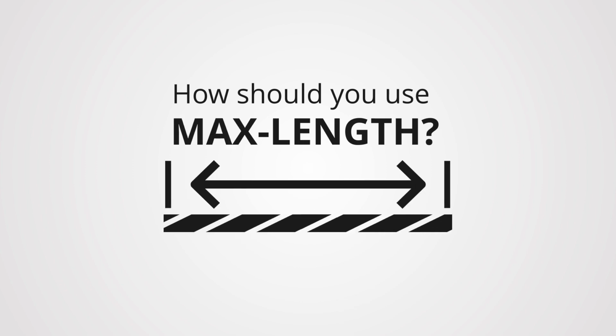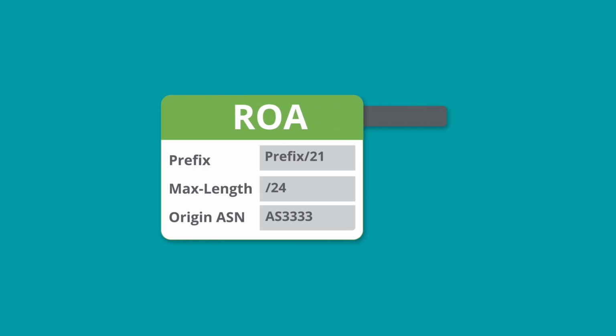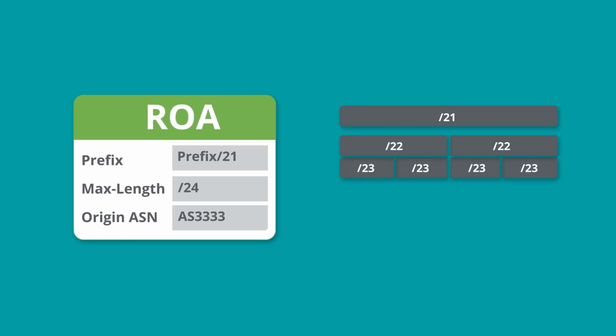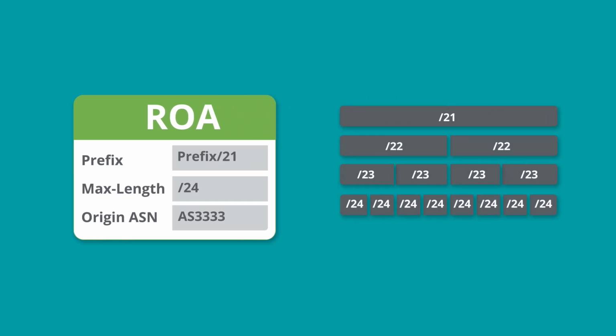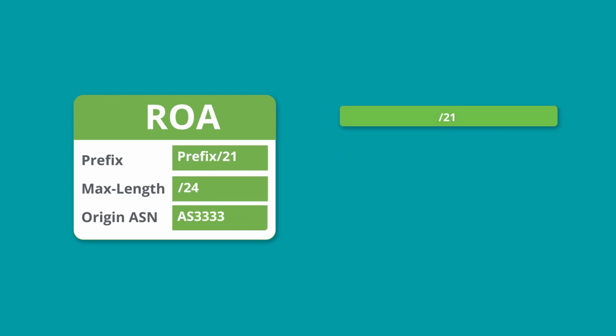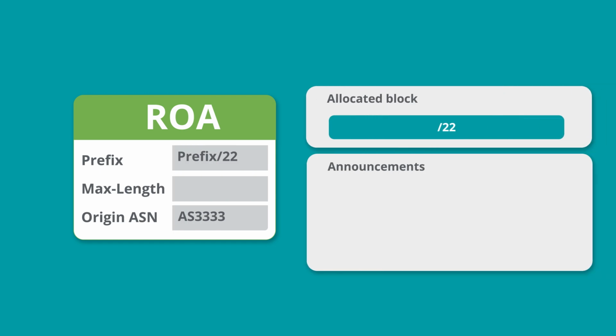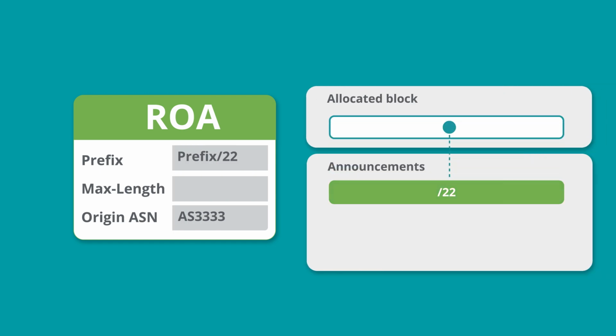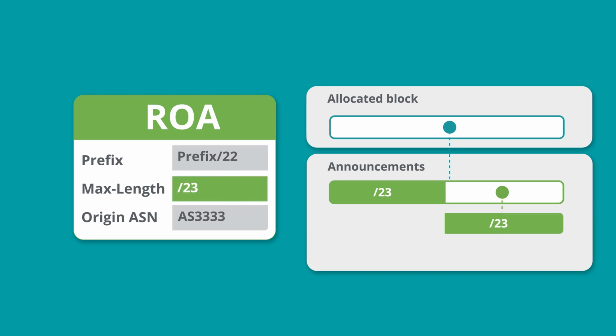How should you use max length? There are 2 main options to consider. The first option is to have a max length attribute that is bigger than the length of the prefix in the ROA. This allows you to authorize an AS to originate several prefixes with one ROA. If you have a /22 and you are announcing the /22 and 2 /23s, then use a max length of /23 for your /22 prefix.